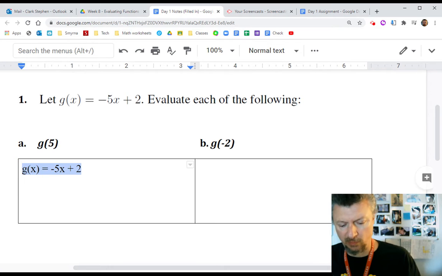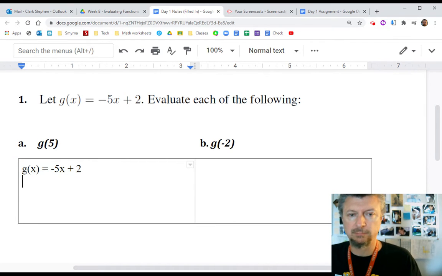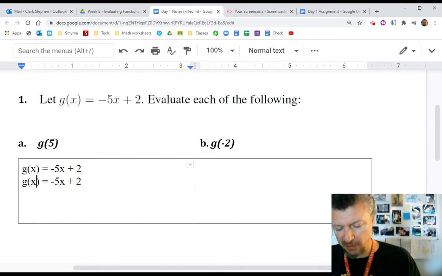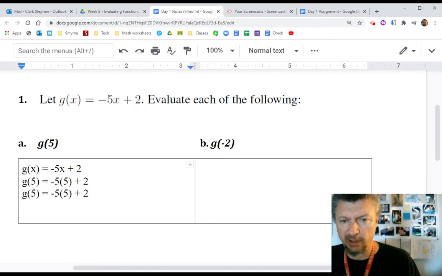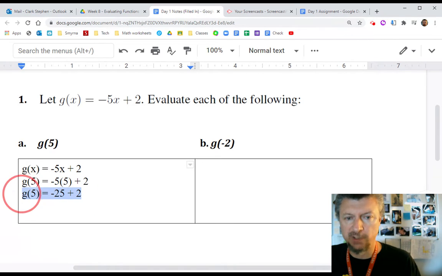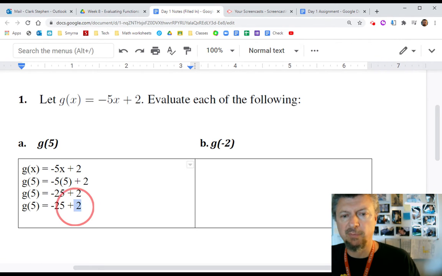Evaluate g of 5. So what that means is a 5 goes in for x here and also here. This is negative 5 times x, so it's negative 5 times 5. Right? And then we're going to solve. Negative 5 times 5 is negative 25. Okay. And we're going to do one more step. We're going to do negative 25 plus 2 is negative 23.